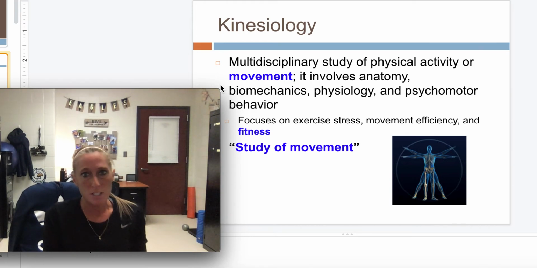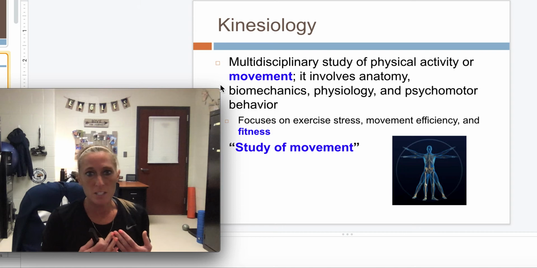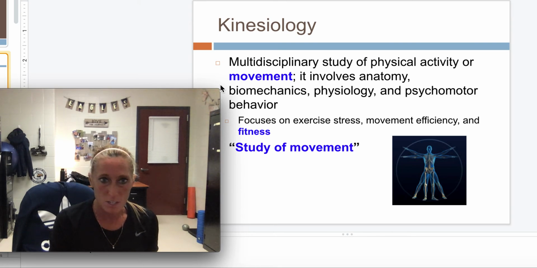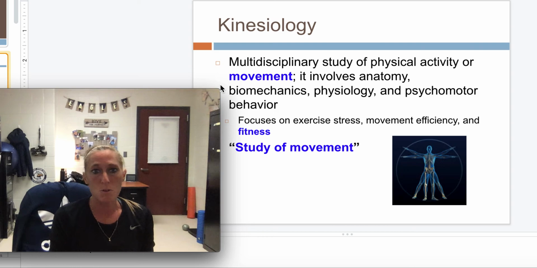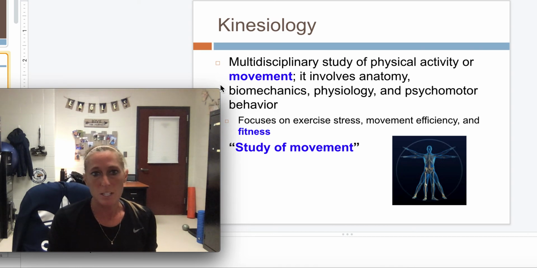All right, kinesiology. Kinesiology is the multidisciplinary study of physical activity or movement. It involves anatomy, biomechanics, physiology, and psychomotor behavior. So that is the definition of kinesiology. For our purposes in our class, we're going to call kinesiology the study of movement that focuses on exercise stress, movement efficiency, and fitness. If you continue on with exercise science, athletic training, or physical therapy, you will have a course on kinesiology when you are in college.